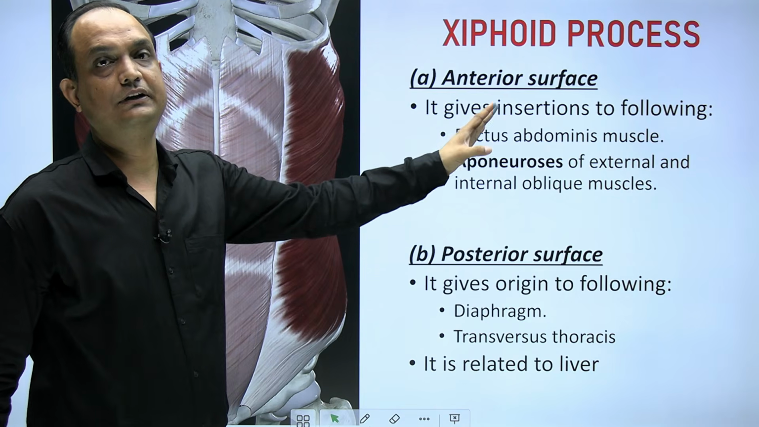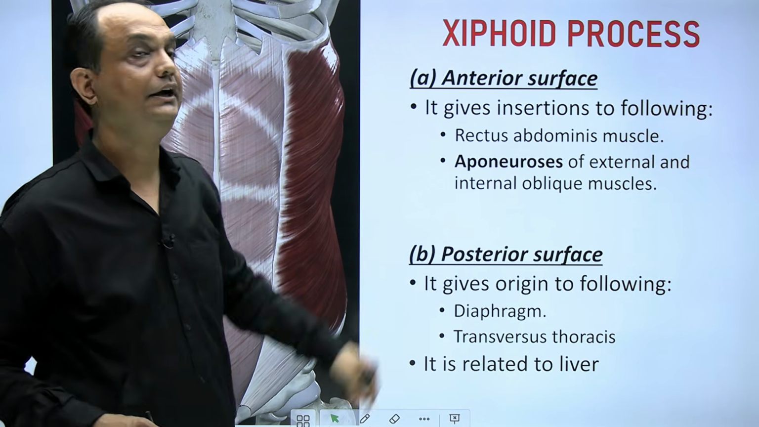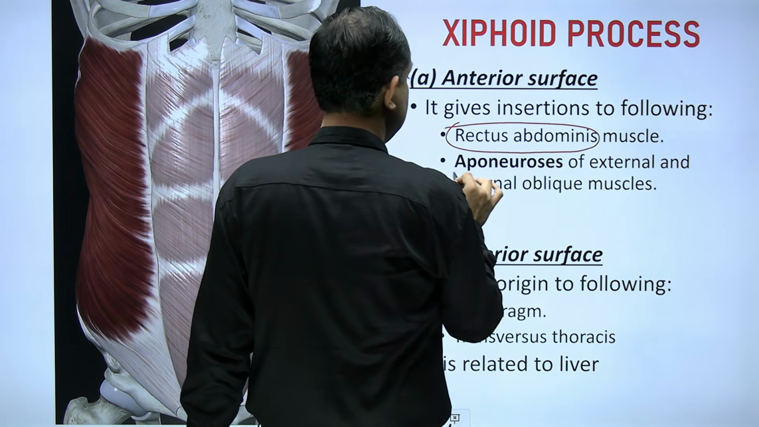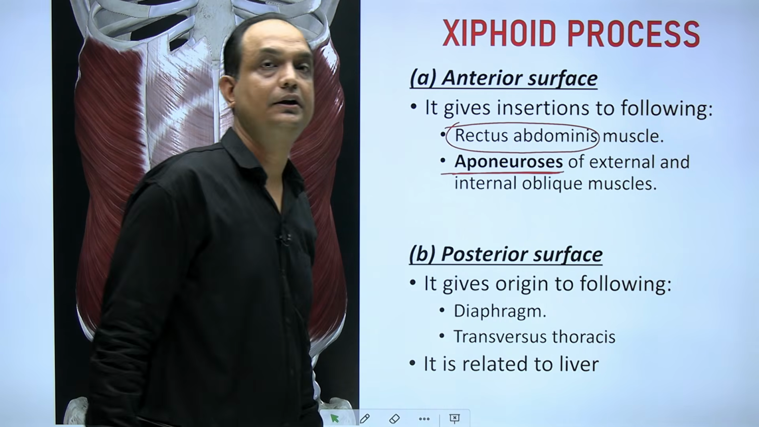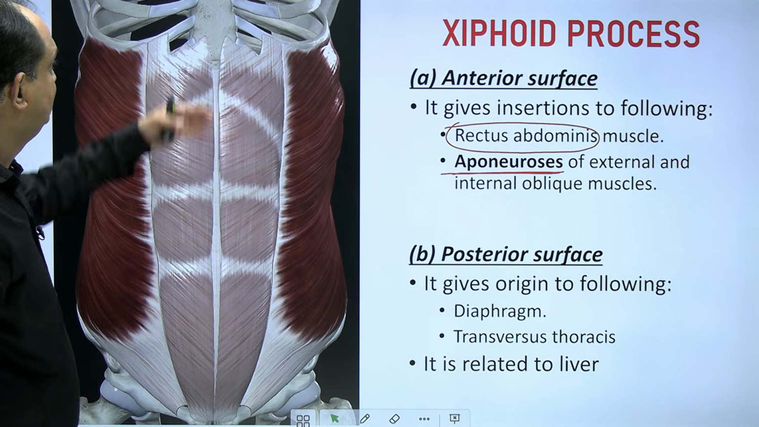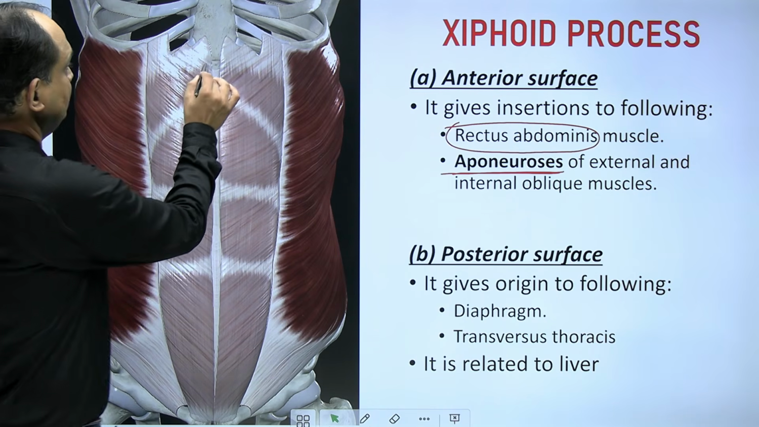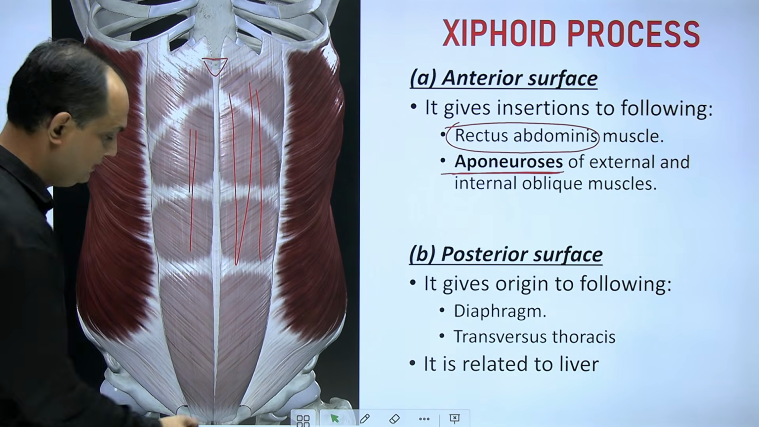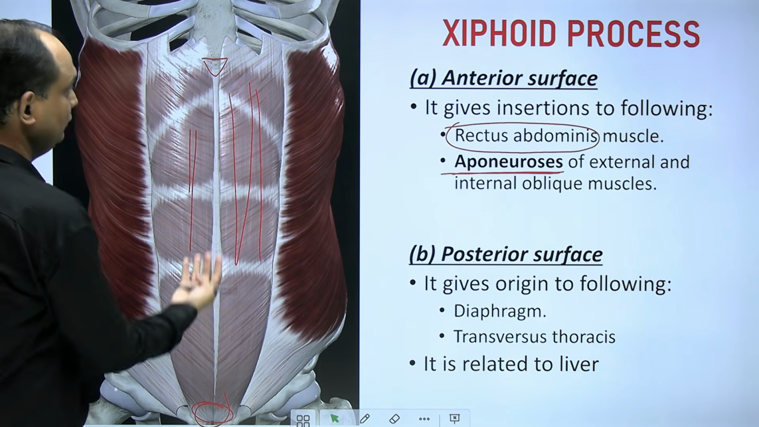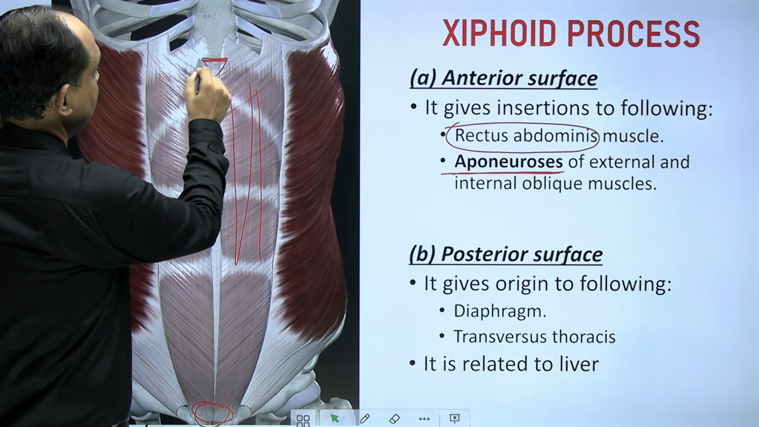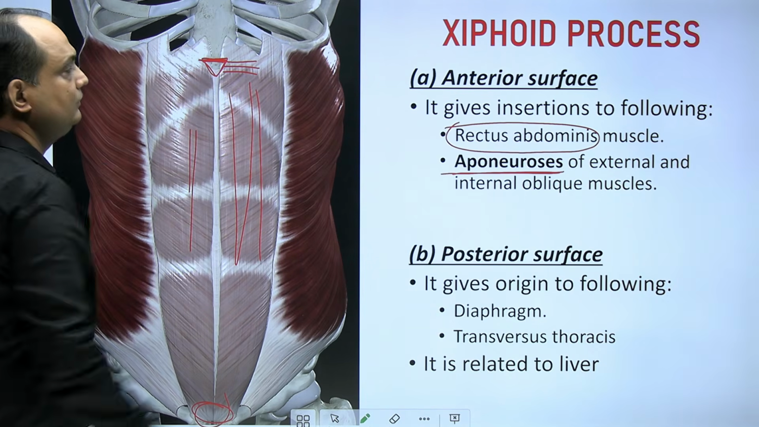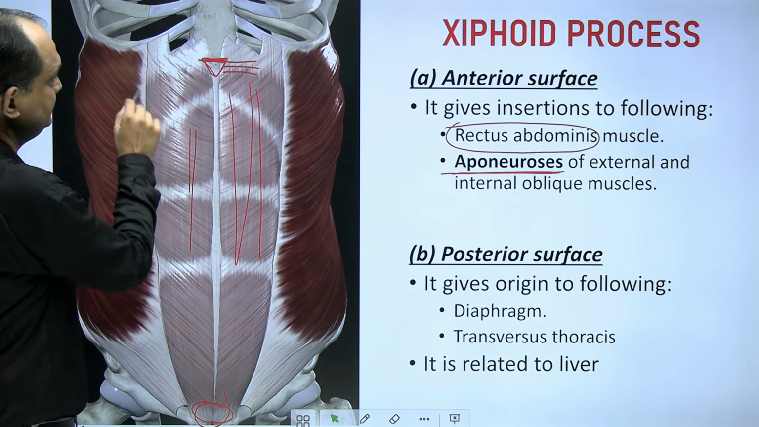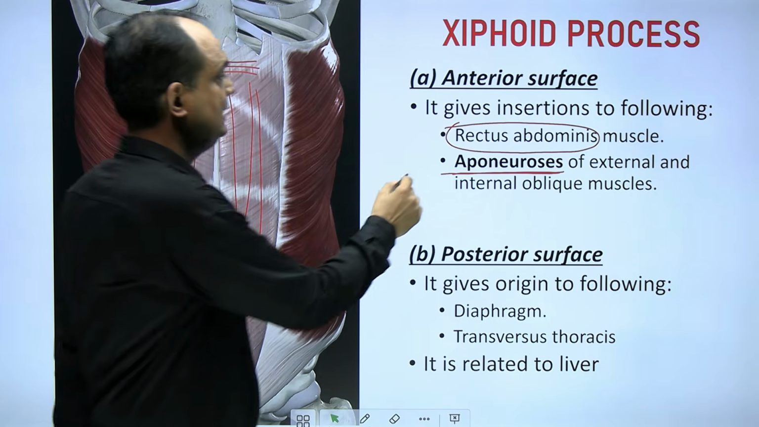Now, the anterior surface of the xiphoid process is related with the muscles of the anterior abdominal wall, that means it gives attachment to the rectus abdominis and the aponeurosis of the external and internal oblique muscle. Here you can see the muscle known as rectus abdominis, which has its origin from the lower end, and when it goes above, its insertion is on the xiphoid process anteriorly and the adjacent part of the ribs. Along with that, it also has the aponeurosis of the external and internal oblique. Not the muscle, it is aponeurosis.